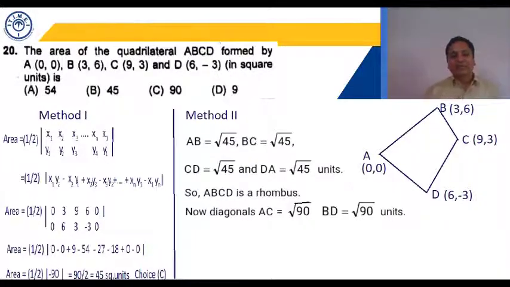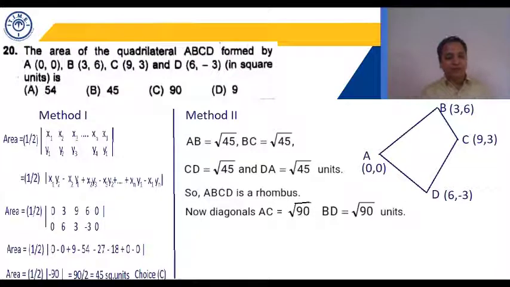Now diagonal AC. Please find the length of the diagonal AC. AC is 9 minus 0 whole square, that is 81, plus 3 minus 0 whole square, that is 9. 81 plus 9 is 90, that's square root of 90. And BD is 6 minus 3 whole square, that is 3 square is 9, plus minus 3 minus 6 whole square, which again comes out to be 9. 81 plus 9, that comes out to be root 90.